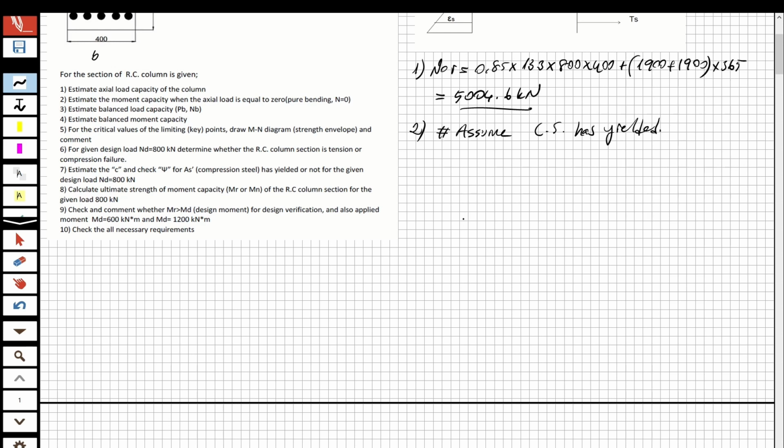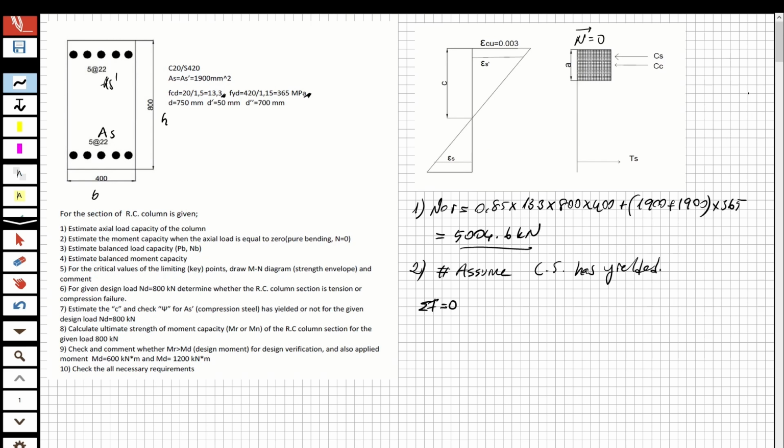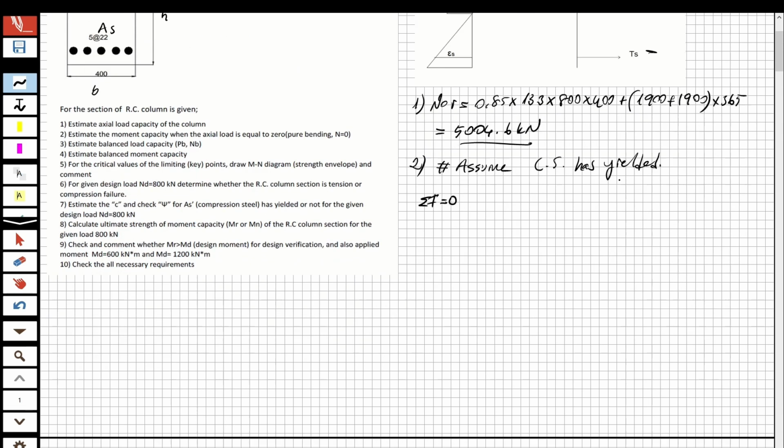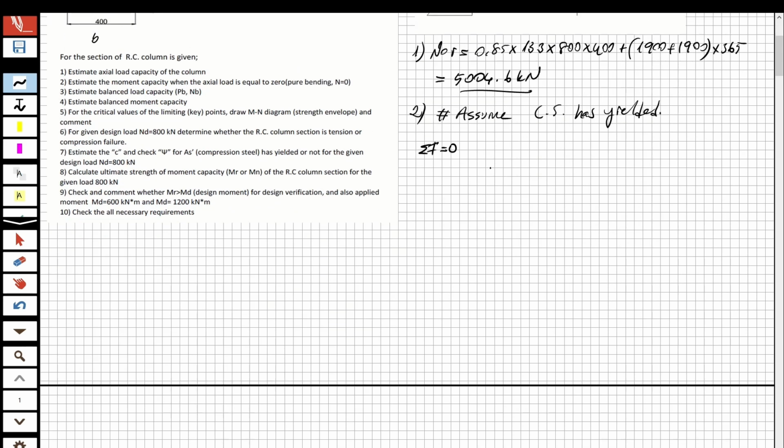So let's write the equation. Total F equal to 0. Look at here, we have three forces. The compression steel, this is the compression steel. This is the compression concrete, and this is the tension steel. So we have three forces, and we are going to write the equation due to these forces. This is going to be compression steel plus compression concrete equal to tension steel.